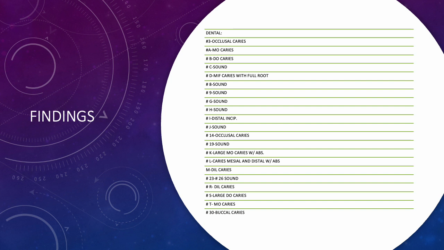K and L are showing us the abscesses. M has distal incisal lingual caries. The lower right-hand side has distal lingual incisal caries, a large cavity on the first molar lower right side, a smaller cavity on second molar lower right side, and buccal cavities on the permanent tooth on the lower right side.